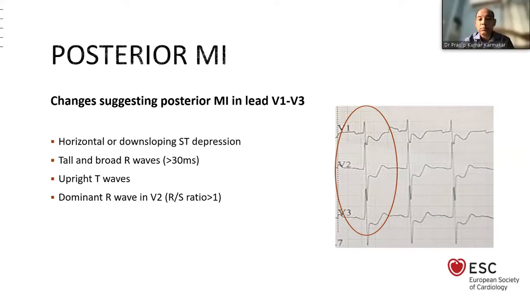Sir, I have one query. If there is ST elevation in V1 and subsequent ST depression in V2, then will we search for posterior MI? Or if there is isolated ST elevation in V1 and ST depression in V2, then will we also search for posterior MI?